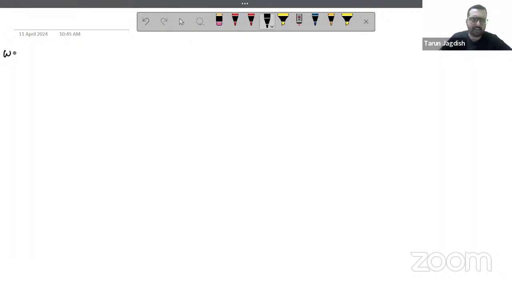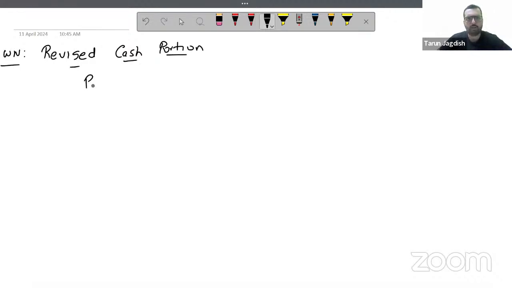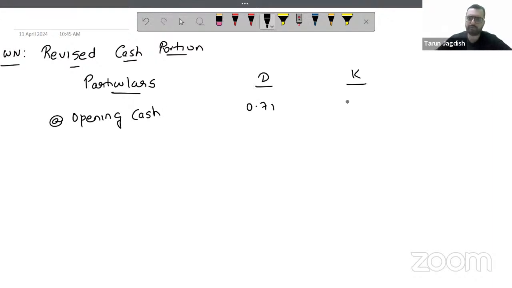Once I get this, I will write down the next working note. I will have to find out my revised cash portion. So again, I'll draw the same table: particulars, mutual fund D and mutual fund K. Here I'll write down my opening cash balance. Opening cash was 0.71 and 2.5.